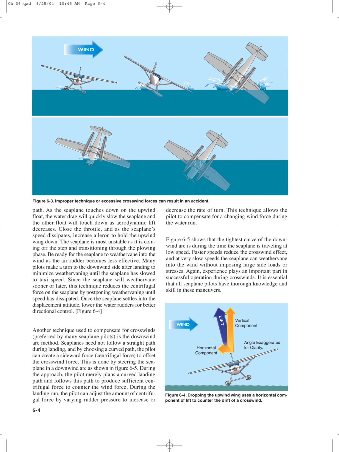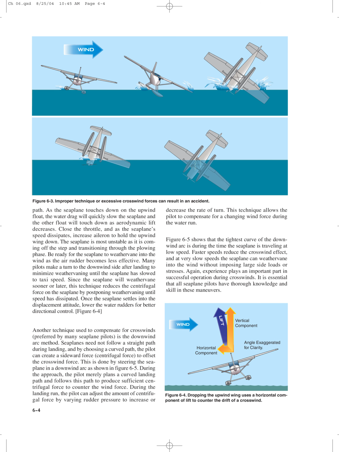Figure 6.4. Another technique used to compensate for crosswinds, preferred by many seaplane pilots, is the downwind arc method. Seaplanes need not follow a straight path during landing, and by choosing a curved path, the pilot can create a sideward force, centrifugal force, to offset the crosswind force. This is done by steering the seaplane in a downwind arc as shown in Figure 6.5. During the approach, the pilot merely plans a curved landing path and follows this path to produce sufficient centrifugal force to counter the wind force.